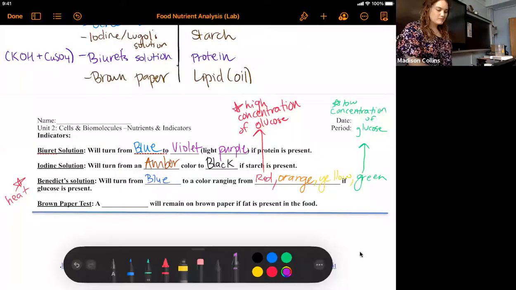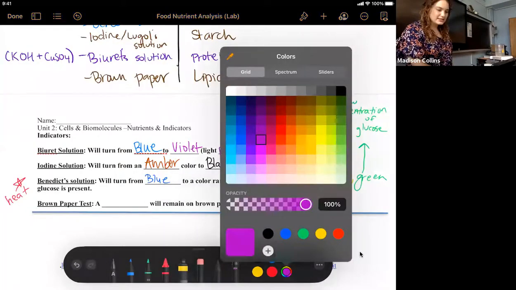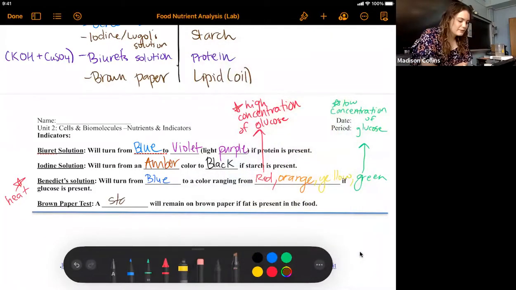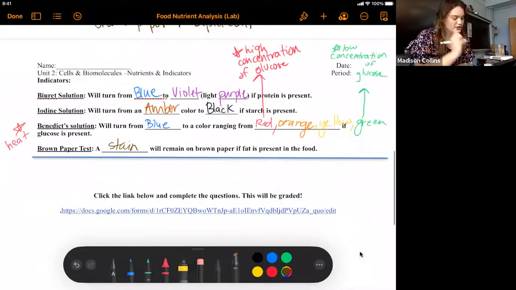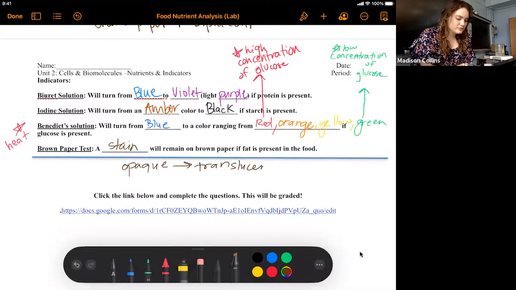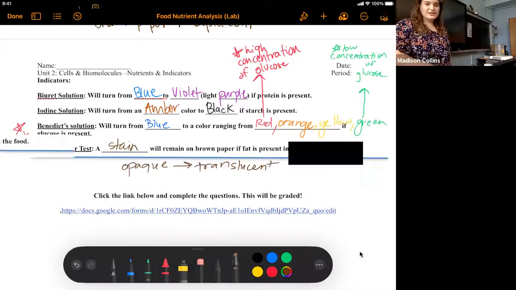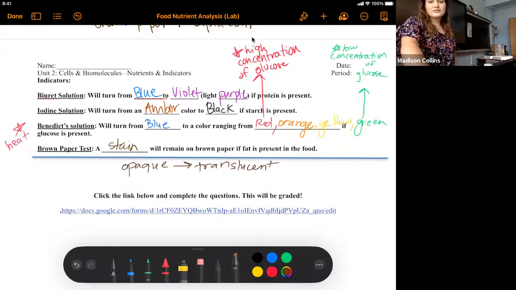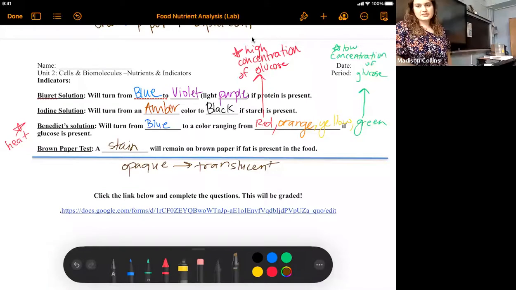So what I want you guys to write down for your brown paper test is that a stain will remain on brown paper if fat is present in the food. So the way we represent that is your paper will turn from opaque to translucent. All right. What questions do we have about indicators?